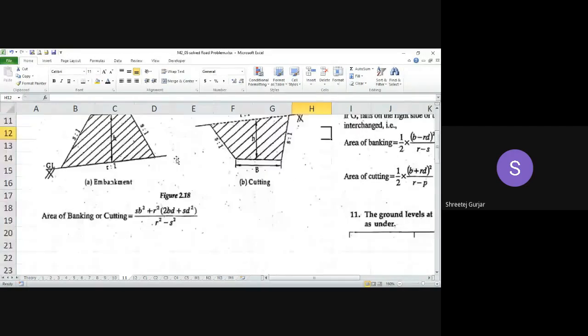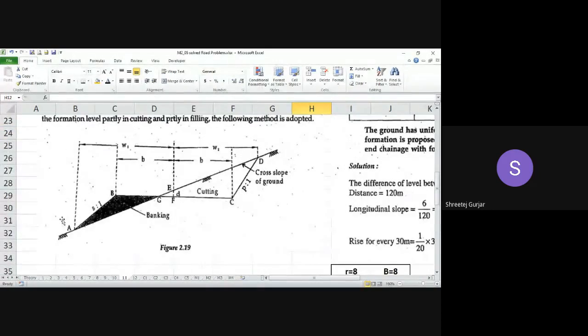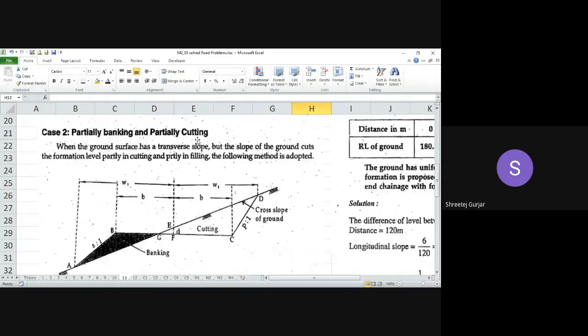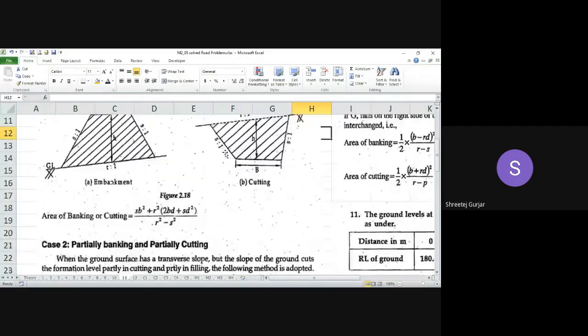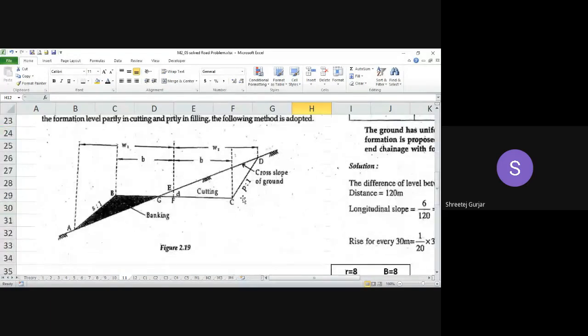Now, one more thing we have, wherein we have partial banking and partial cutting. So try to understand this figure, which is also a cross section. This is not a longitudinal section. In the cross section itself, we have some banking part and some cutting part. So it is partially banking and partially cutting. In this we had fully banking, so your ground level and this is your formation level. So the entire cross section is in banking, and here your entire cross section is under cutting. But when we have partial banking and partial cutting, this is your ground level, and this is your formation level.